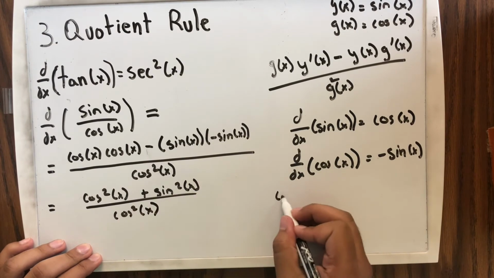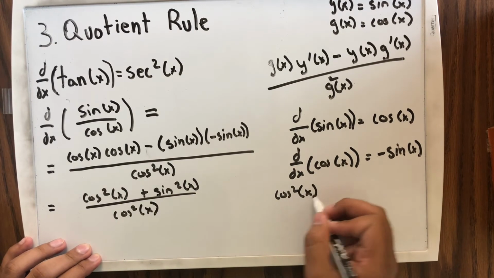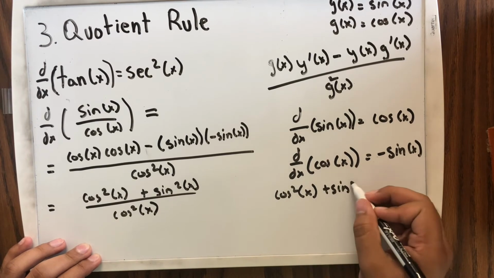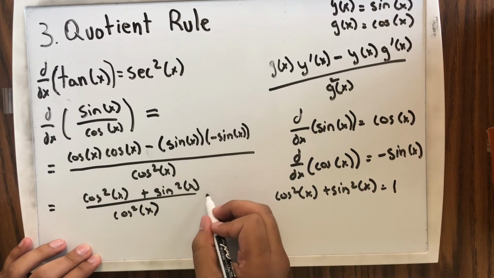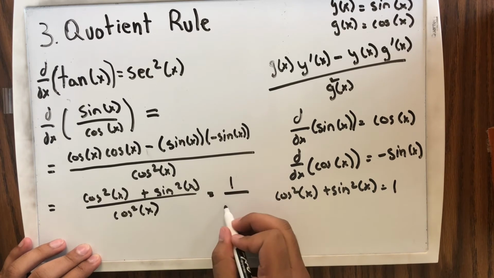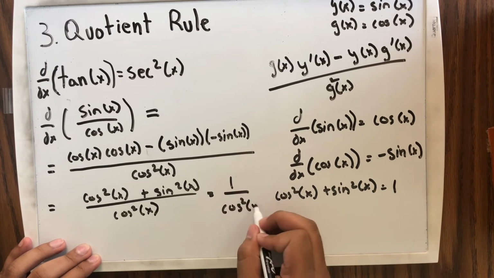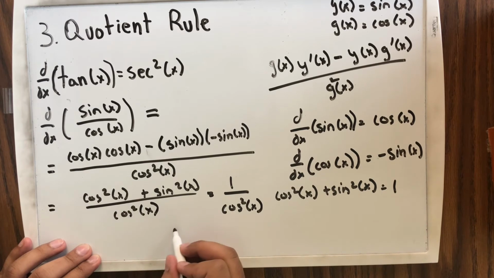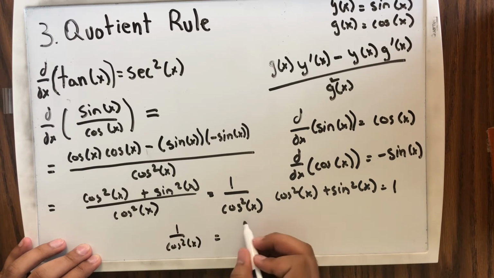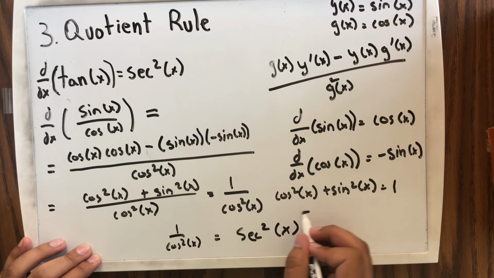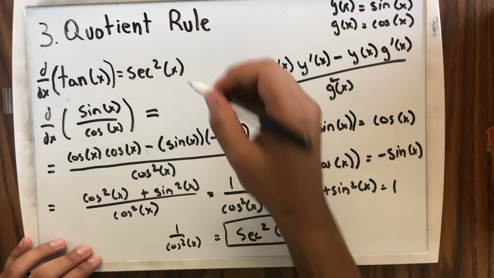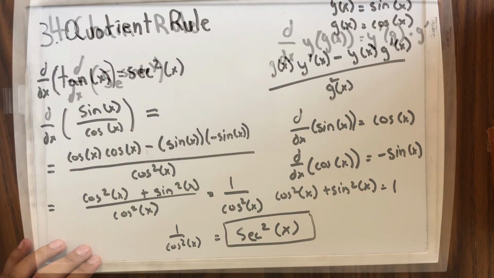Now remember that cosine squared of x plus sine squared of x is equivalent to 1. So that is also equivalent to 1 over cosine squared of x. Now 1 over cosine squared of x is equivalent to secant squared of x, which is what we set out to prove.